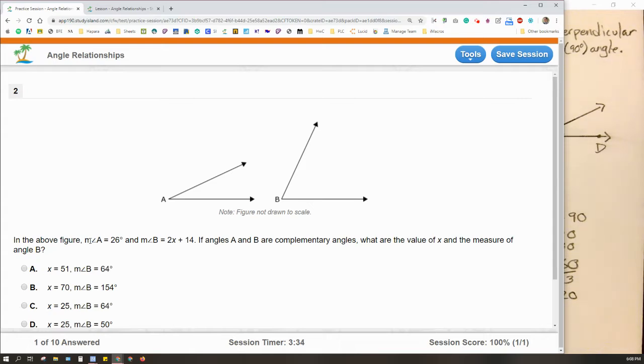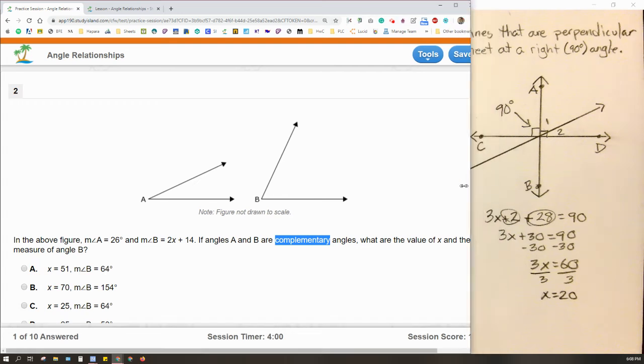Number 2, in the figure above, the measure of angle A, that's what that little m and angle symbol A means, the measure of angle A is 26 degrees, and the measure of angle B equals 2x plus 14. If angles A and B are complementary angles, what are the value of x and the measure of angle B? What does complementary mean?